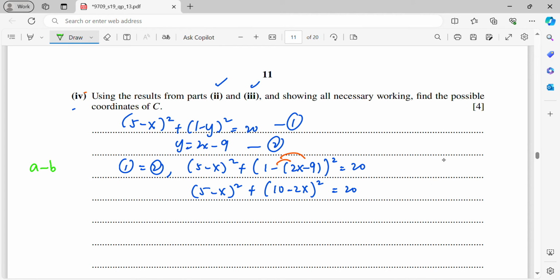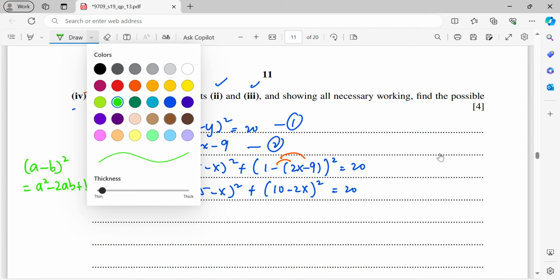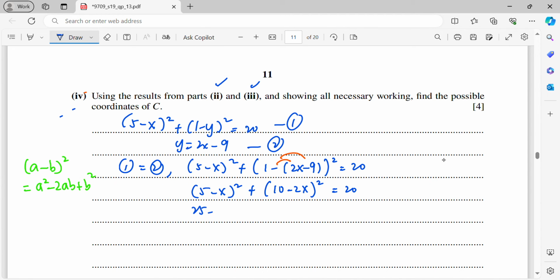Using the formula (a minus b) squared is a squared minus 2ab plus b squared. Then here, you will be getting 25 minus 10x plus x squared. Then plus 10 squared is 100. So 10 times negative 2x times 2 is negative 40x. The square of negative 2x is plus 4x squared. Then now the 20 will be moved to the left side, becomes negative 20.